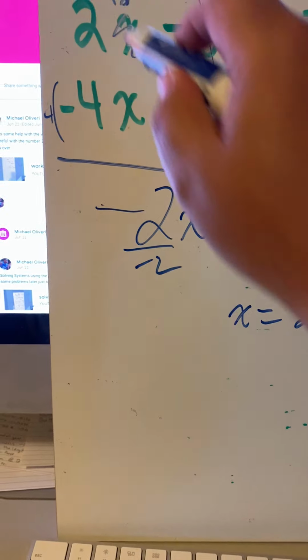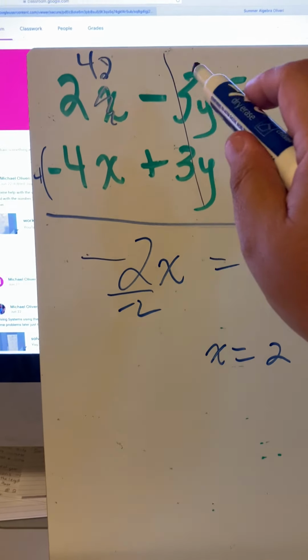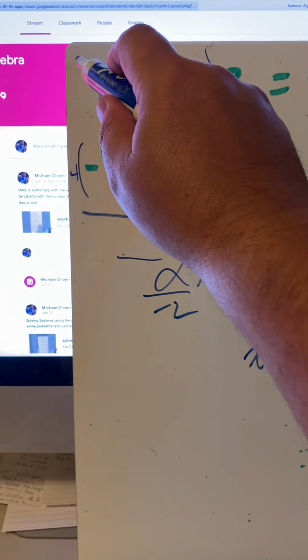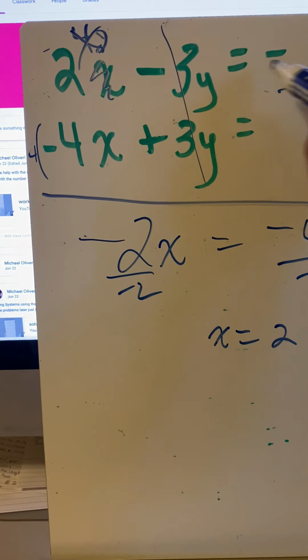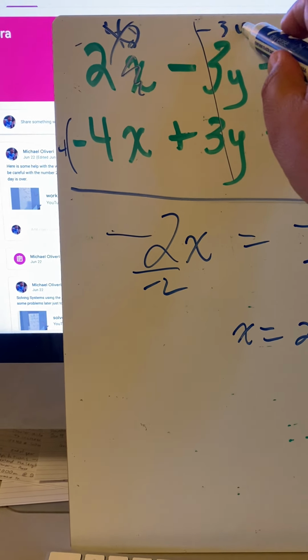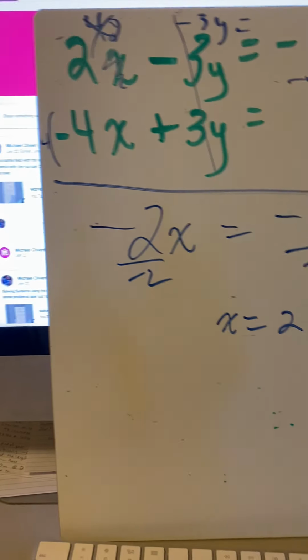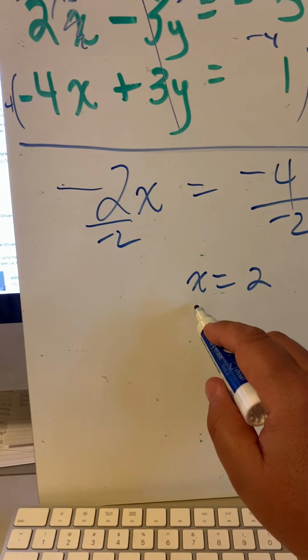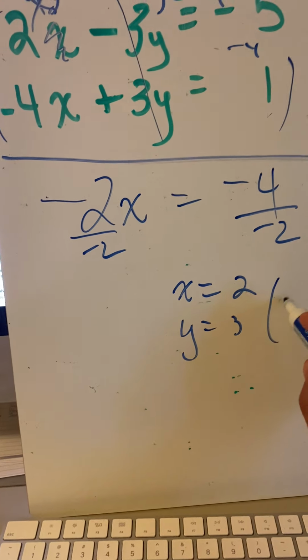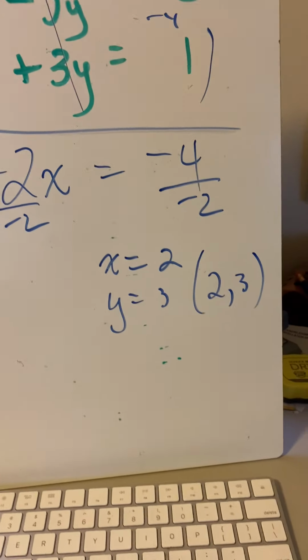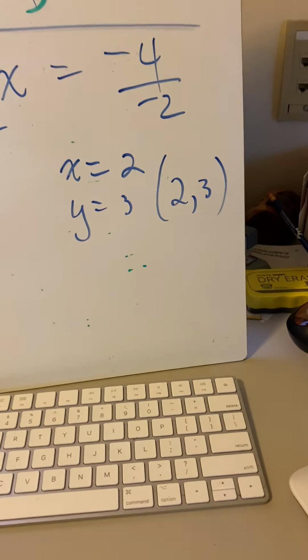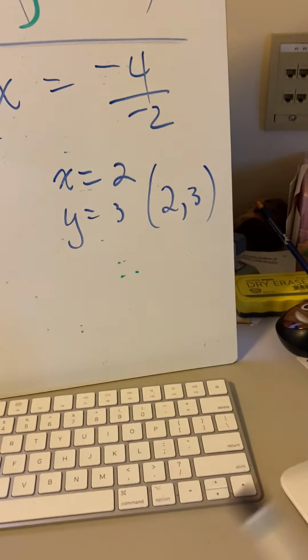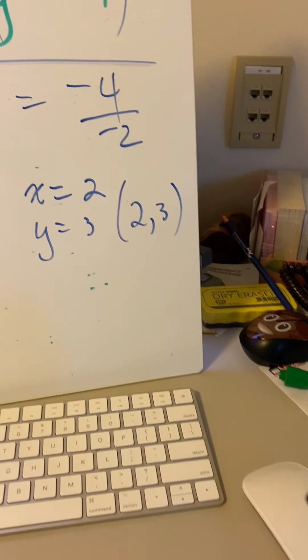2 times 2 is 4. So you have 4 minus 3y is equal to -5. So you have to subtract the 4. So it's -3y is equal to -9. Divide by -3, and you should get y is equal to 3. So your ordered pair is 2, 3. You can't just go, cool, I got this one right. You've got to go, cool, I got to test to make sure I got this one right.